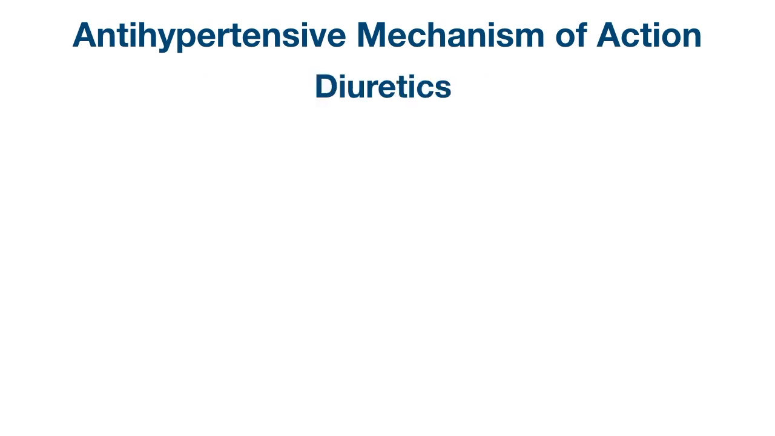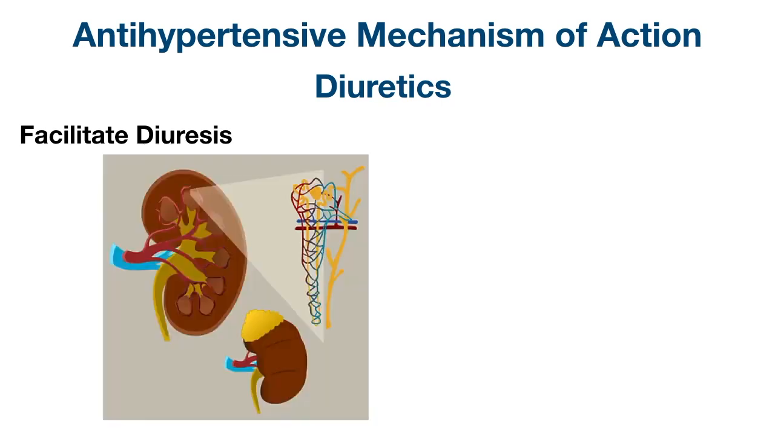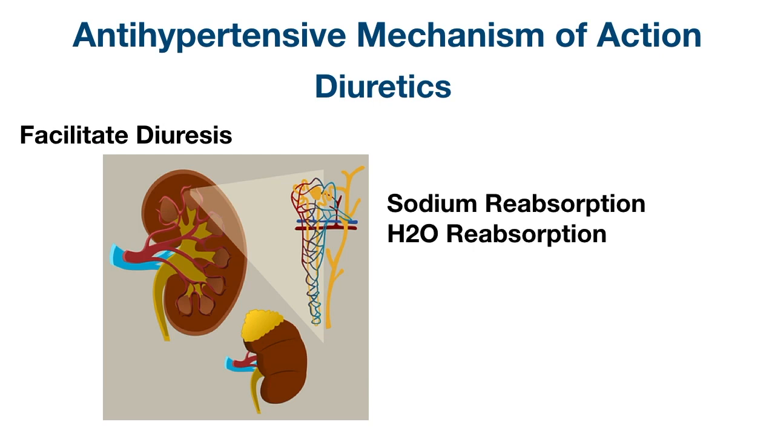The final main class of antihypertensives is diuretics. As the name suggests, diuretics will facilitate diuresis in the kidneys. Remember, the kidney is made up of functional units called nephrons that work to reabsorb, secrete, and excrete various substances. One of the functions of the nephron is to regulate sodium and water reabsorption. Water generally follows sodium, so if we reabsorb sodium, then we're going to retain more water. This will increase our circulating plasma volume in our blood vessels and will increase blood pressure as a result.